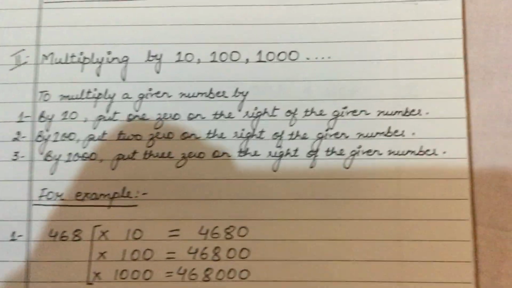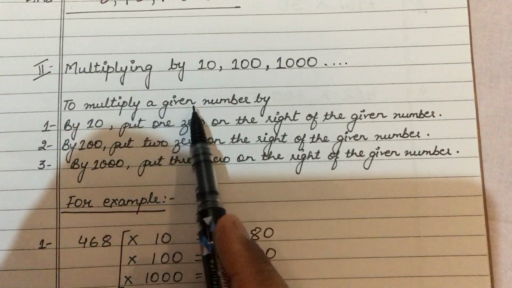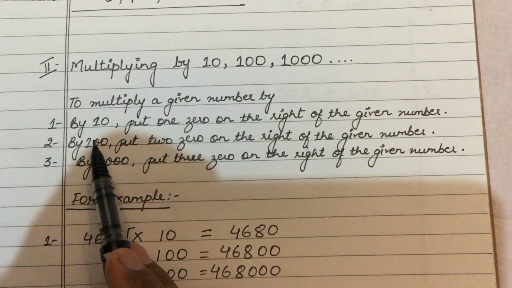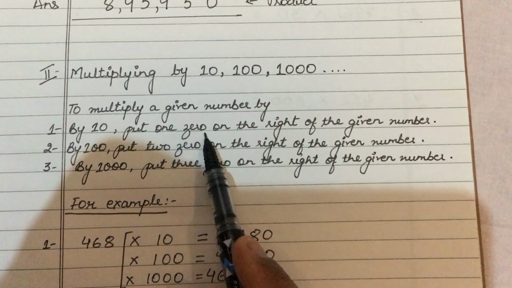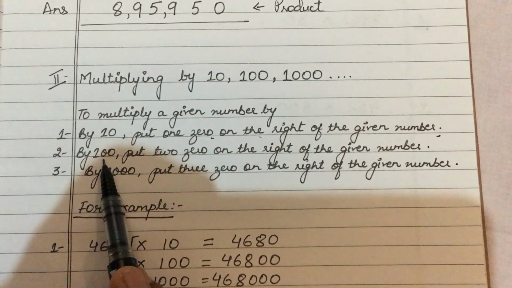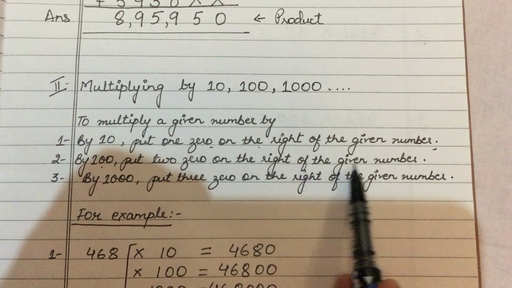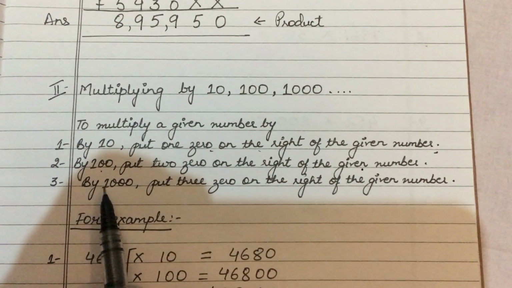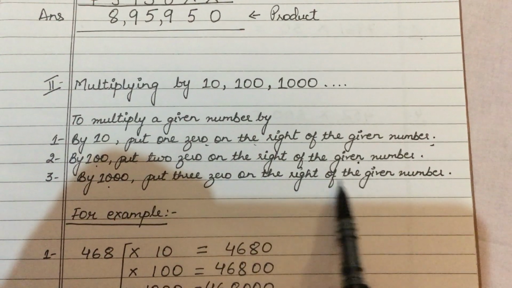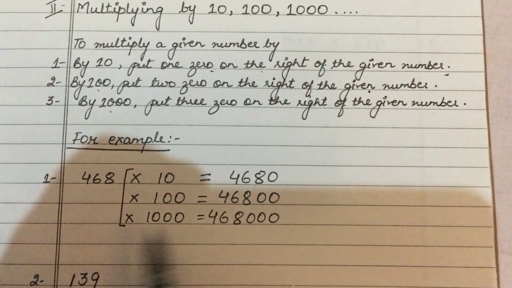Alright. Let's understand what this is. To multiply a given number, any number, by 10, what do we have to do? Just put 1 zero on the right of the given number. If we have to multiply by 100, put 2 zeros on the right of the given number. Then if we have to multiply by 1000, put 3 zeros on the right of the given number. Let's see it more clearly with one example.